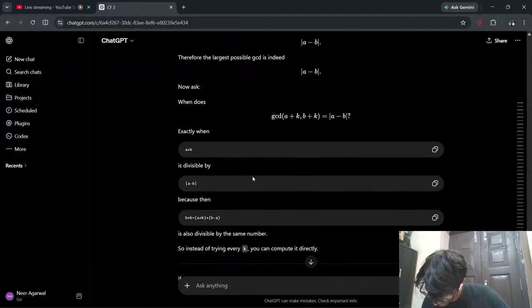a plus k equal to a minus b equals 10. b minus k, b plus, k minus b plus b.